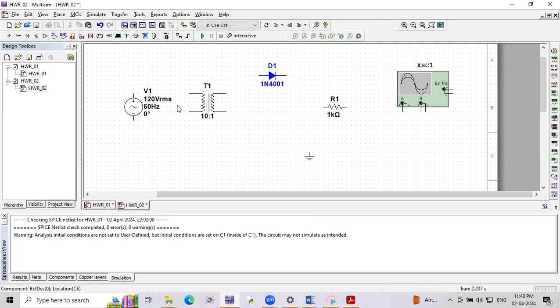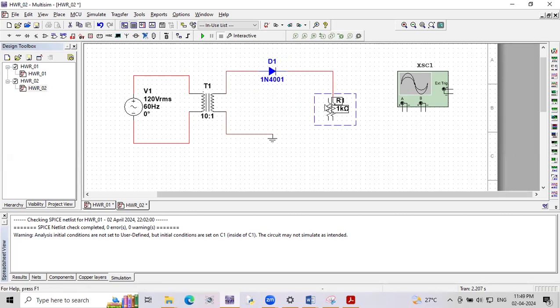Before that, I'm going to do the connection now. From positive to the transformer positive terminal, from negative to negative terminal. From positive of the transformer secondary to diode positive, and then transformer negative to diode negative. Next, ground. Here on the output side, I'm going to connect one resistor. Control R to rotate, you need to use Control R, and then connect this one to here.